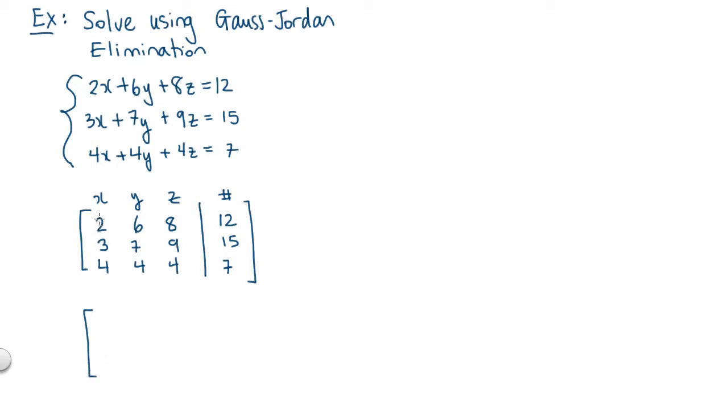Let's get a 1 in the upper left-hand corner. We could do that by dividing row 1 by 2. So we'd get 1, 3, 4, and a 6 over on the right side. And our other two rows will stay the same.